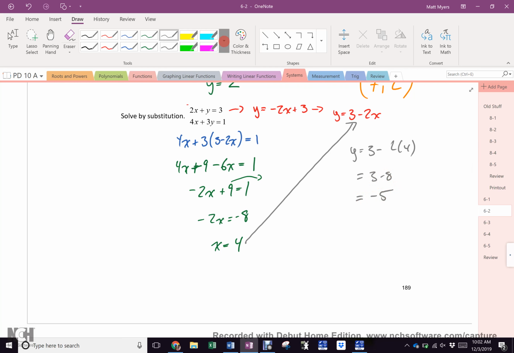And what is my ordered pair? It is 4 and negative 5. Kid, did we do it right? Did we do it right? Is 8 minus 5 3? Yeah? Is 16 minus 15 1? So did we do it right? Yeah, we did. All right.